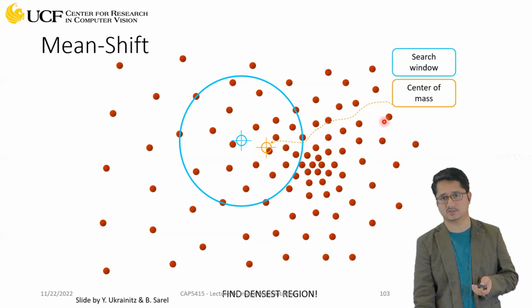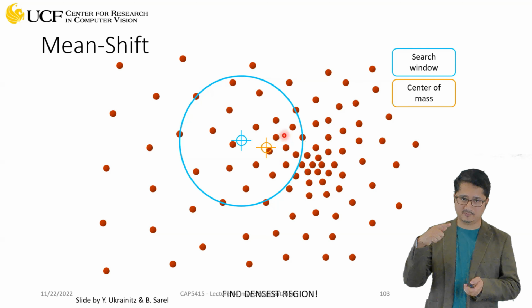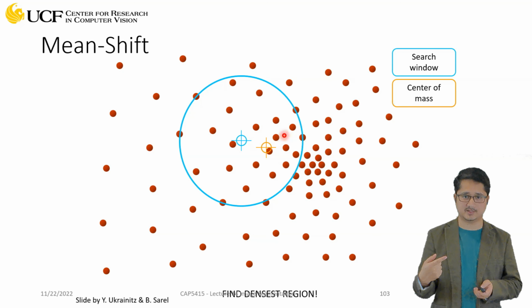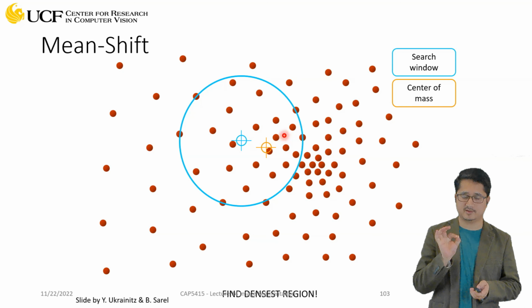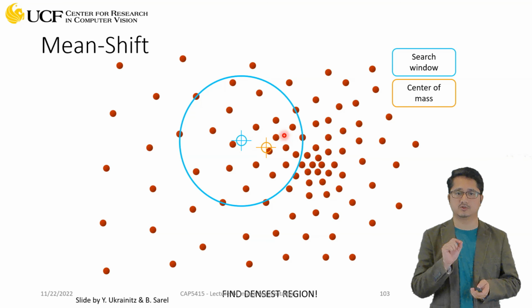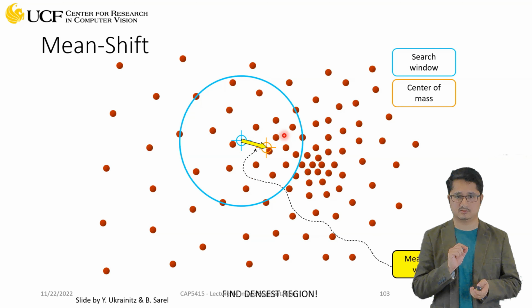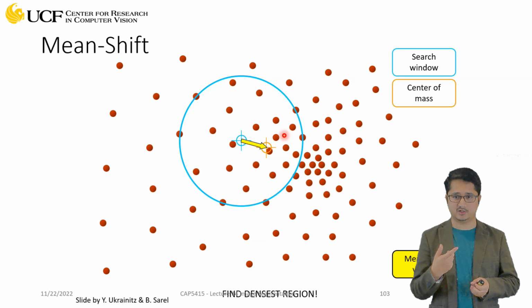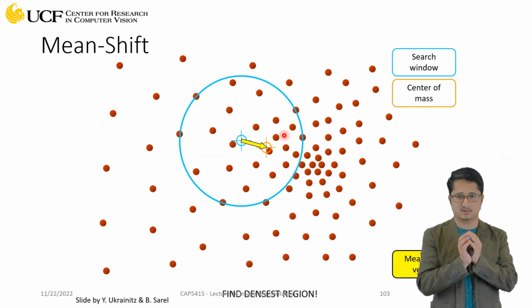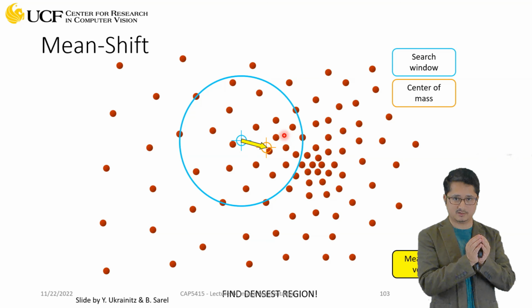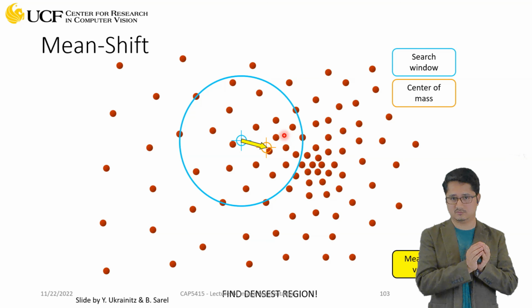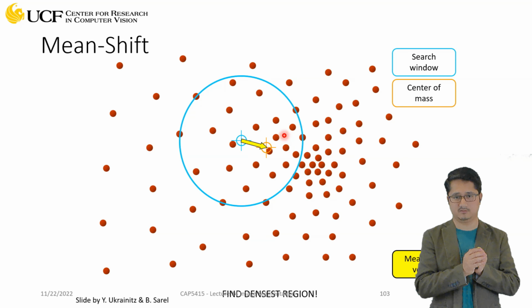Okay, so that's, you can also say, kind of a center of mass. So what we do when we iterate in this algorithm is we try to move these randomly initialized points toward these high density regions. And this is called the mean shift vector, because what we are doing is computing the mean and then shifting the initialized center towards this mean.